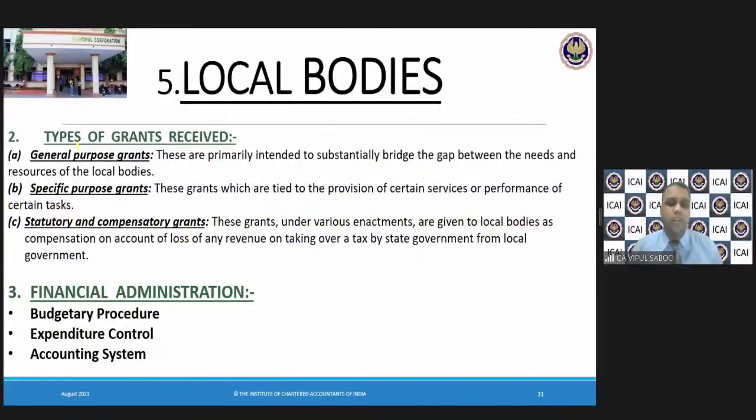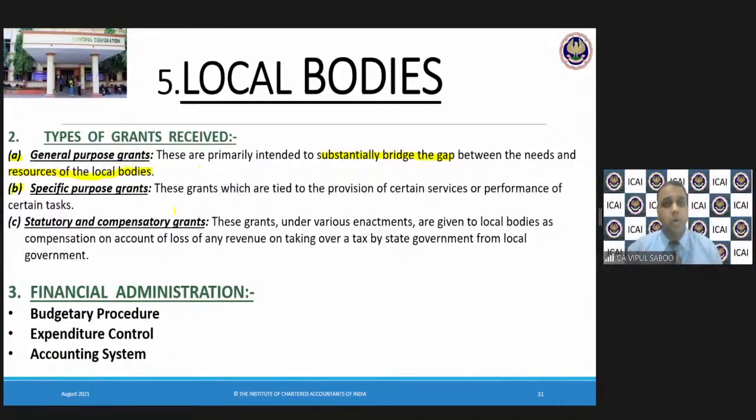So what are the types of grants received by local bodies? General purpose grants. General purpose, you can use it for any purpose which is within your powers. These are the grants received from state or center. Usually they are received from the state. General purpose grants are primarily intended to substantially bridge the gap between the needs and resources of the local bodies. Their budget requires that they need 20 crores for this particular year or for this particular project. And from the taxes and other fees they have collected, they are short of 2 crores. They have collected only 18 crores. So usually the state's authorities give them grants. And if there is a general purpose grant, you can use it to meet your general expenses, which are within your normal powers and duties.